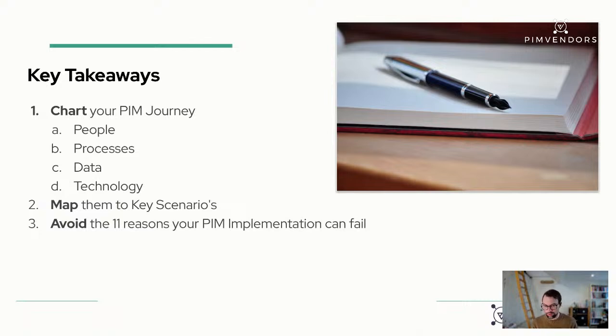Then you map your learnings to the key scenarios. Actually involve the different stakeholders here as well. And then those key use case scenarios are going to be the input for your PIM selection. So don't ask your vendors to do a generic demo, but ask them to use your key scenarios and only demo those key scenarios. And of course, take this recording and white paper, print it out, and try and avoid the 11 reasons that your PIM implementation can fail.